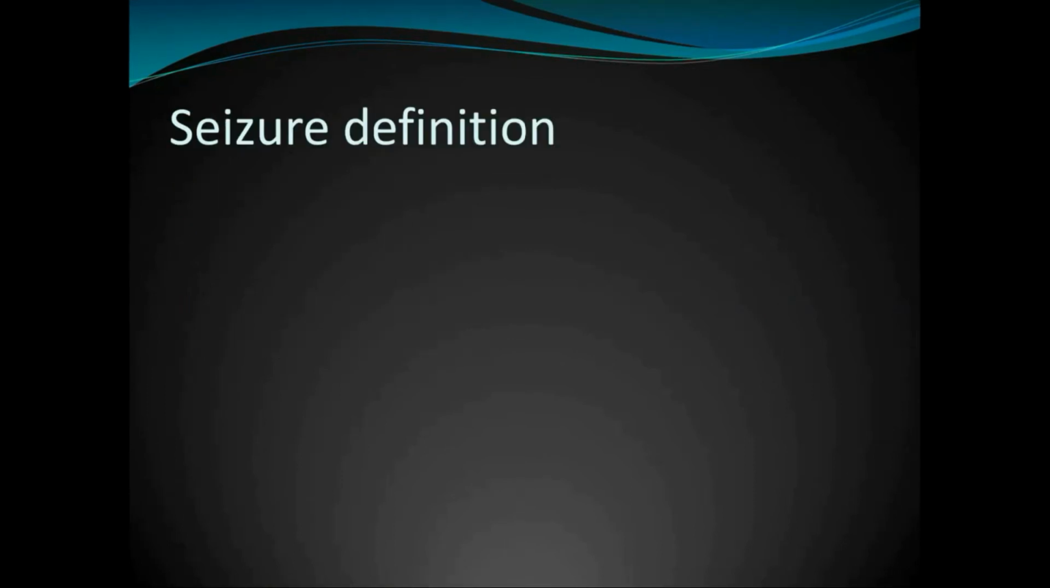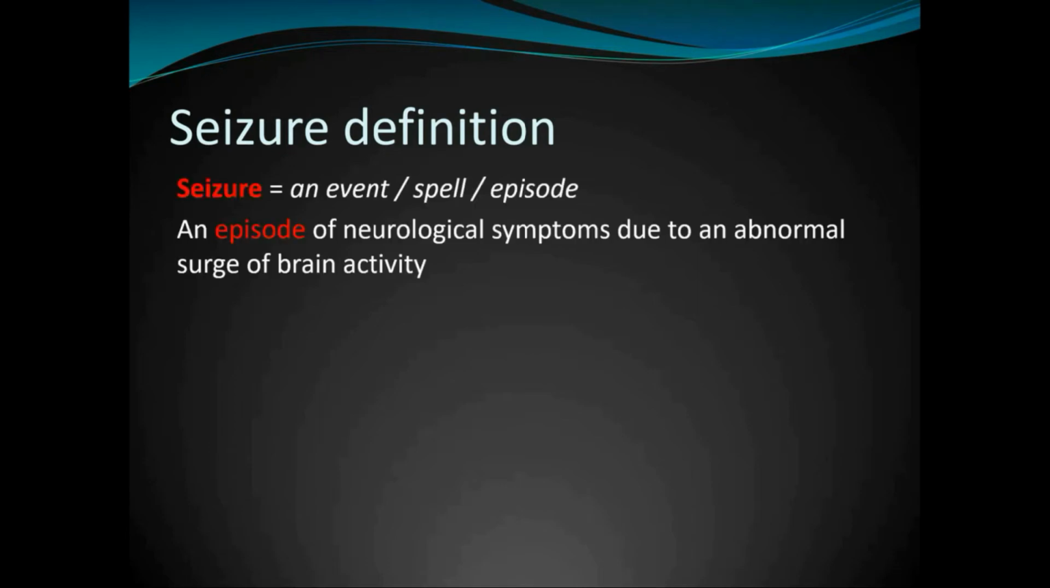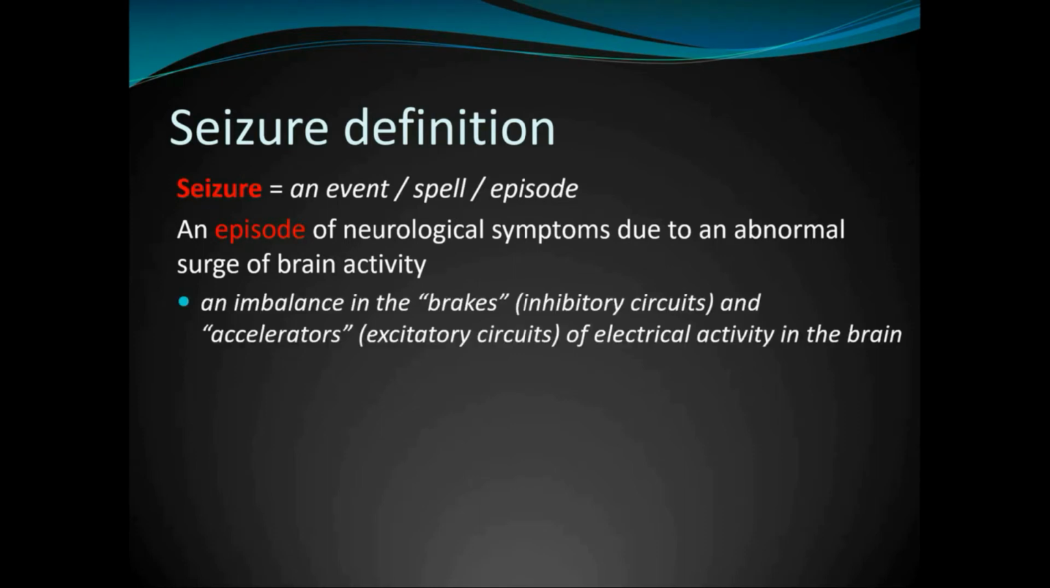All right, so before we talk about types of seizures, it's important to be on the same page about what a seizure is. So a seizure is an individual event or a spell or an episode of neurological symptoms due to an abnormal surge of brain activity. You can think of this as an imbalance between the brakes and the accelerators of electrical activity in the brain, or almost like a short circuit.